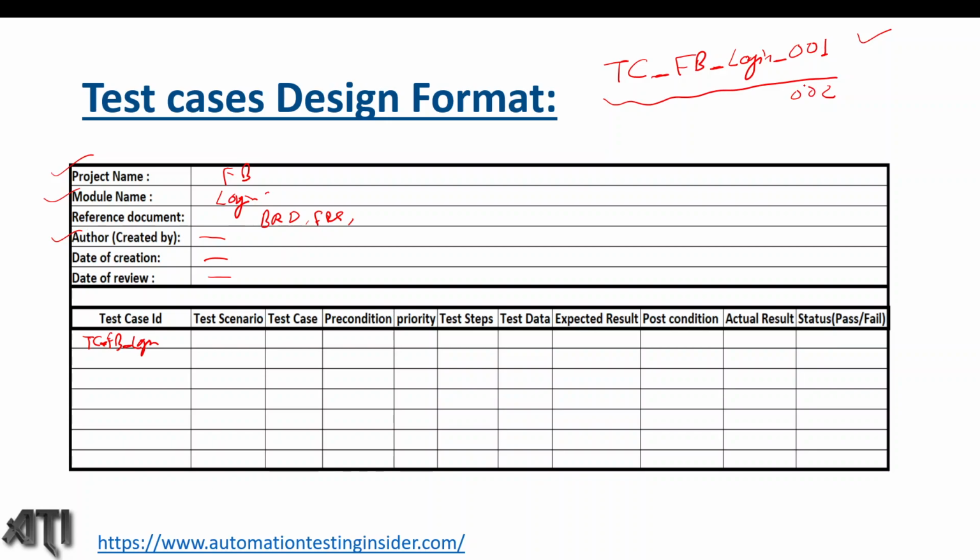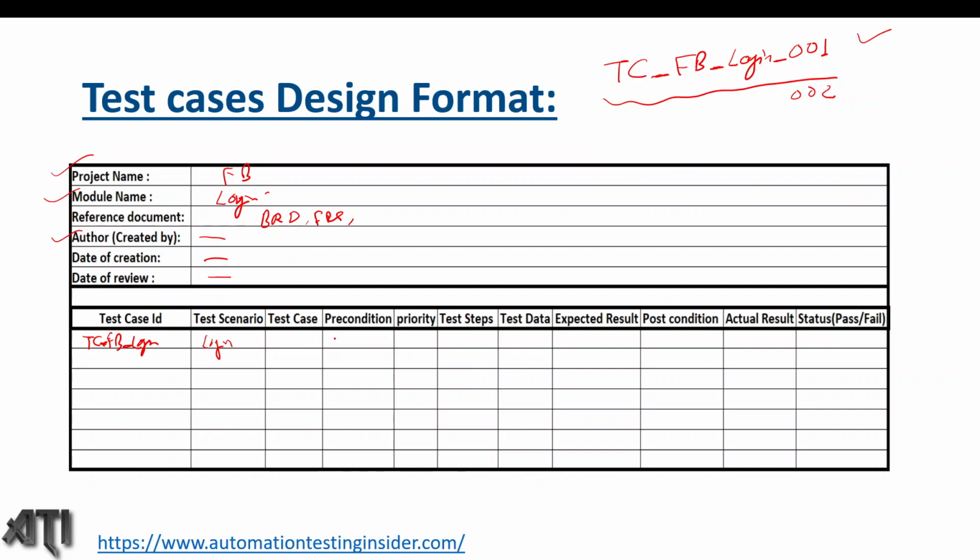So this is the format of the test case ID, and then the scenario. We'll write the login scenario here, and then the test case. So what is the test case? Let's say valid user or invalid user, like that we will write here. Then the summary of the test case: what we are going to achieve as part of this test case. We want to test the login functionality with a valid user and invalid password, like that.